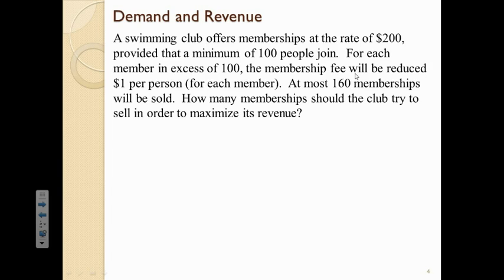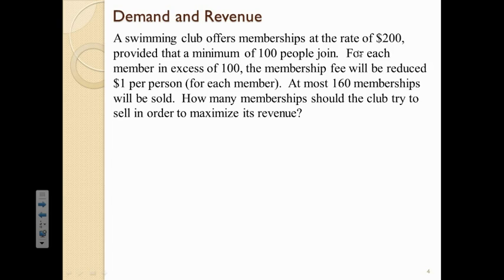So if 100 people join the club, the membership for each person will be $200. But if 101 people join, then they're going to drop the membership rate to $199 for every person. So it's not that they're going to charge $200 for the first 100 and then drop the price for everyone after that.